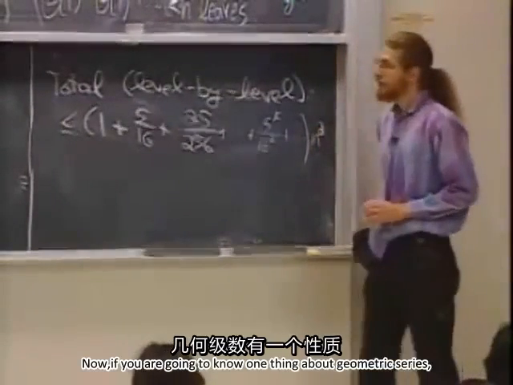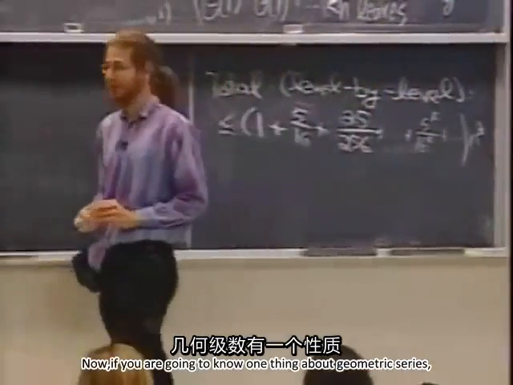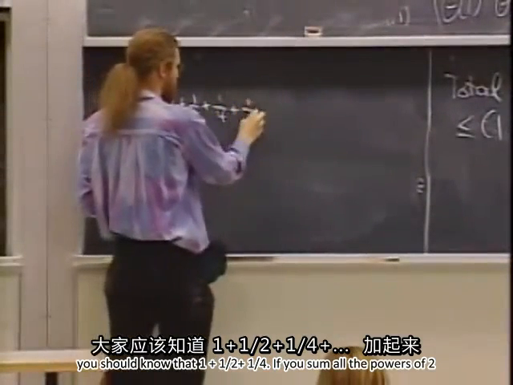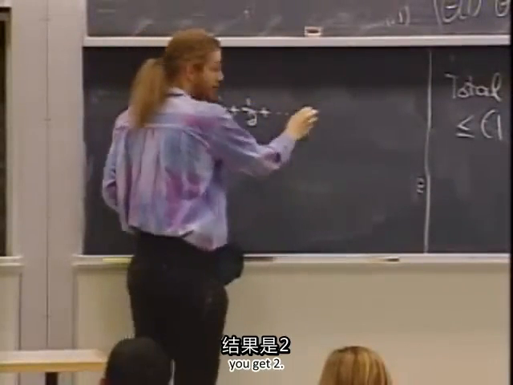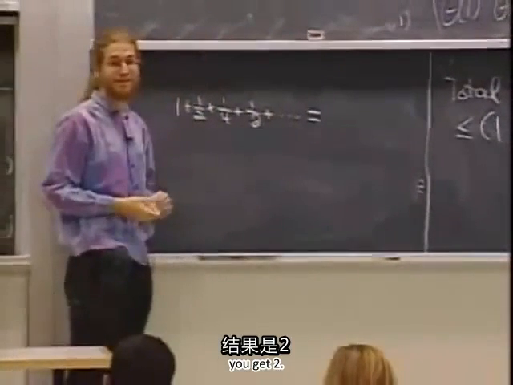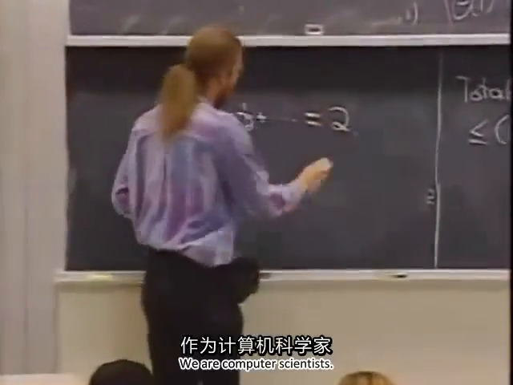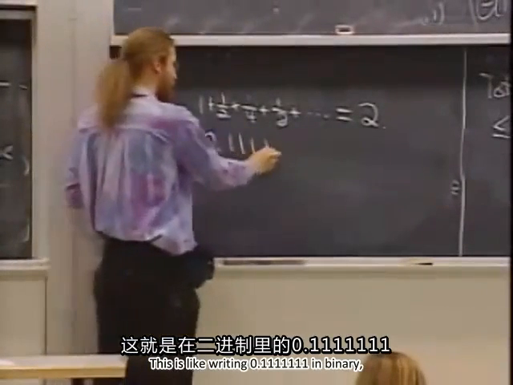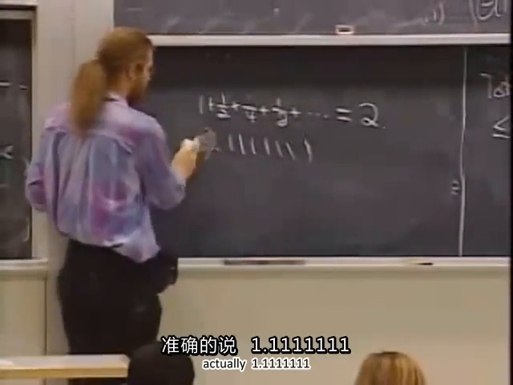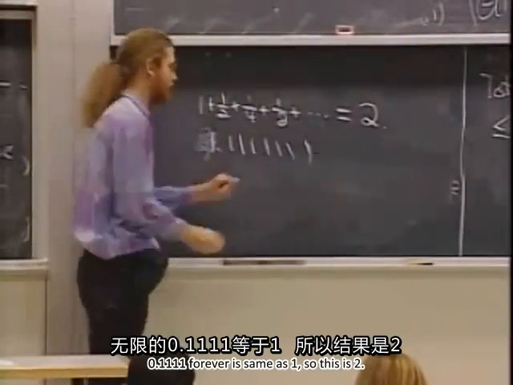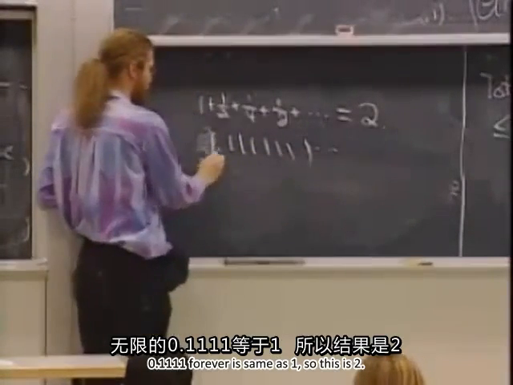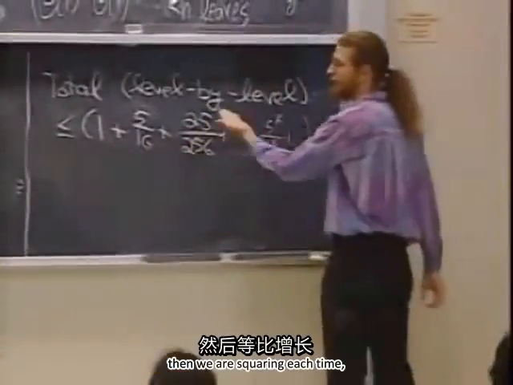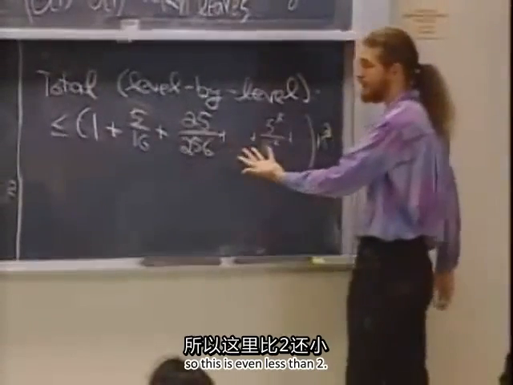Okay, now, if you're going to know one thing about geometric series, you should know that 1 plus a half plus a quarter, if you sum all the powers of 2, you get 2. Good. Okay, we're computer scientists. We've got to know at least the binary case. This is like writing 1.1111 in binary. And 0.1111 forever is the same as 1. So this is 2. This is even smaller. We have 5/16. That's less than a half, and then we're squaring each time. So this is even less than 2.